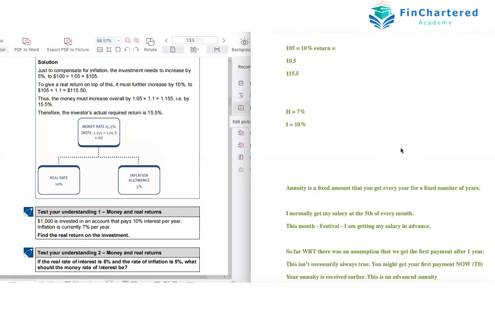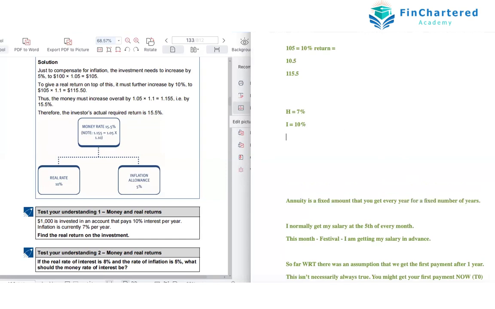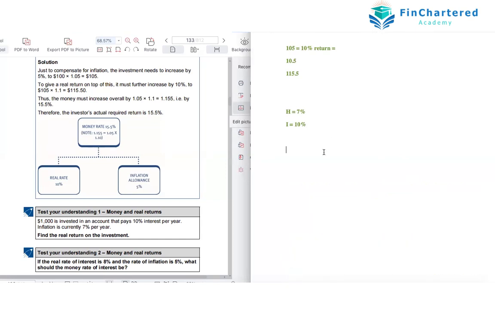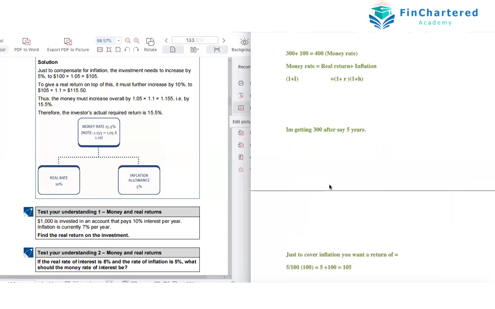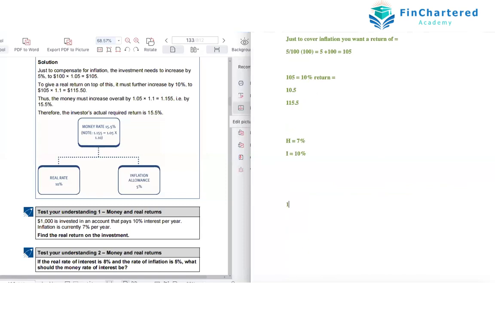Yes, Nitesh, that's absolutely right. Basically, you just have to go back to grade 5 maths. What do I mean by grade 5 maths? If the formula is this, 1 plus I is equal to 1 plus R into 1 plus h, then here you need 1 plus r.